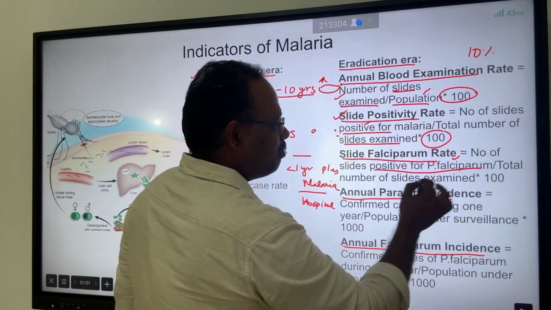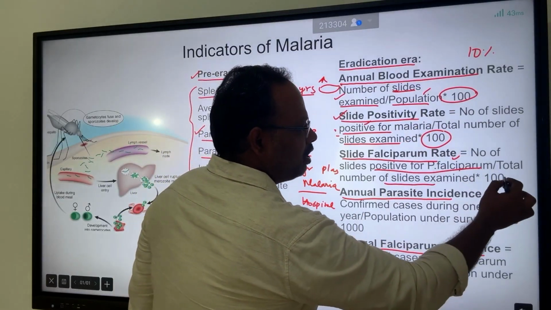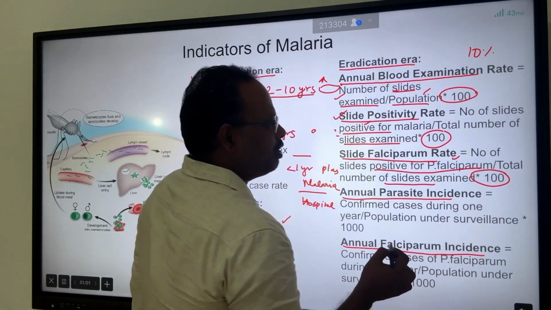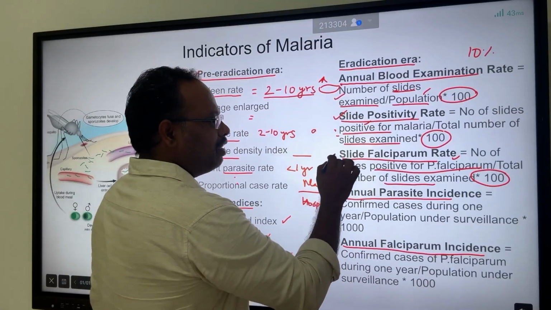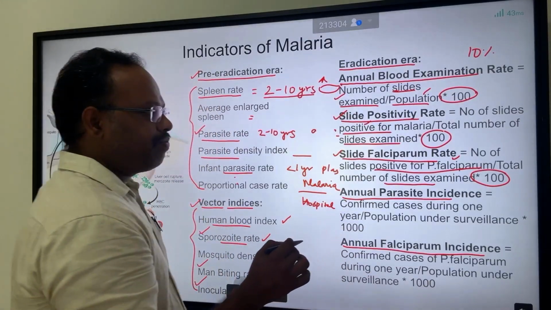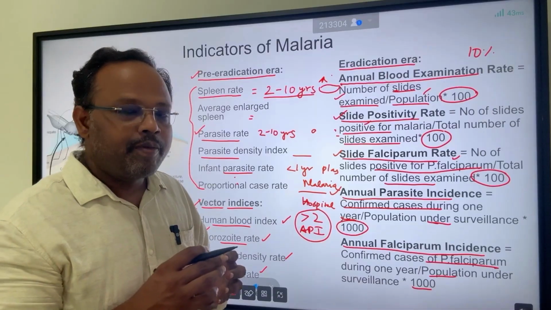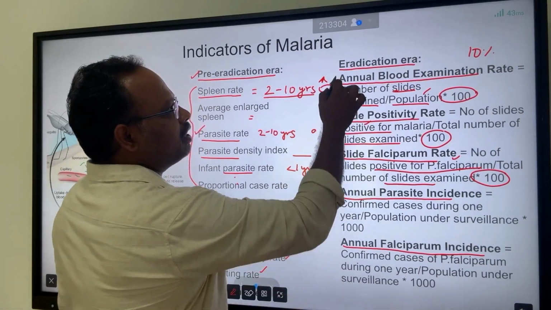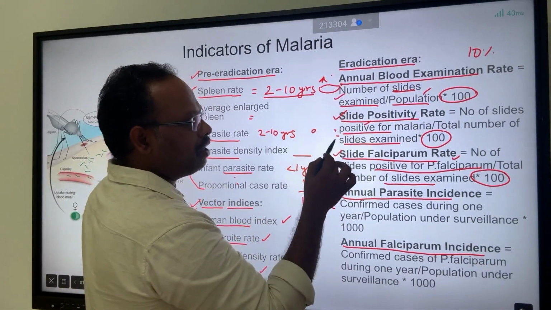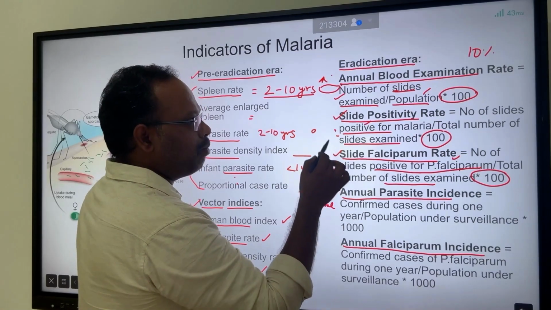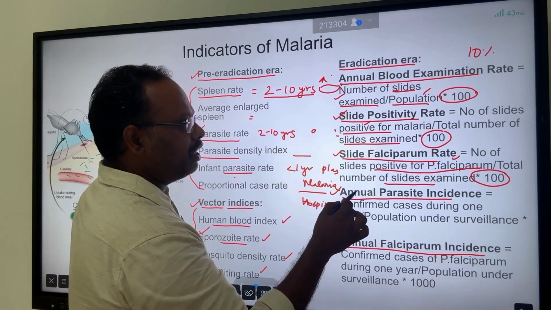The rest all remains the same, divided by total number of slides examined, into the multiplication factor to receive the percentage. So we get the slide falciparum rate. Then the fourth indicator is annual parasite incidence. This indicator combines ABER and SPR, that is annual blood examination rate and slide positivity rate.